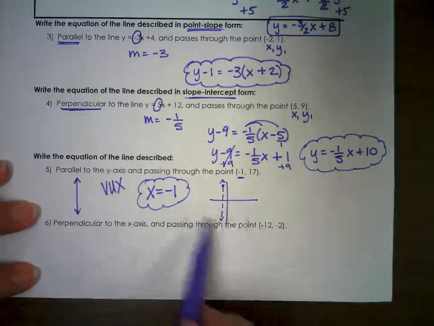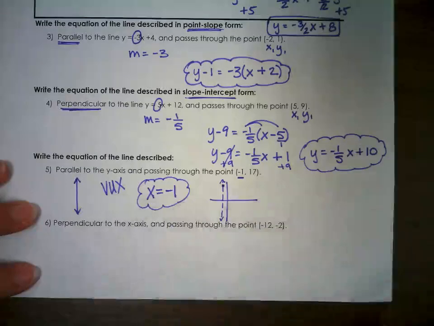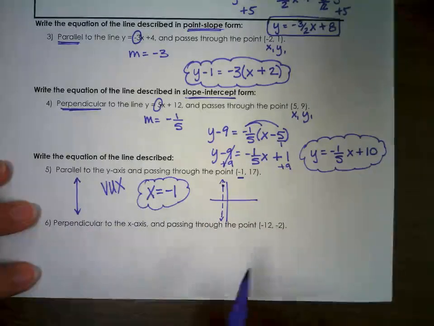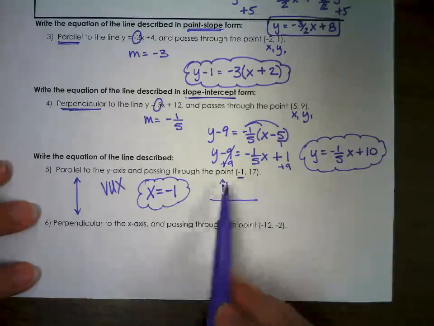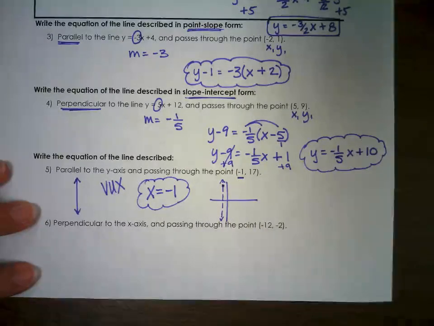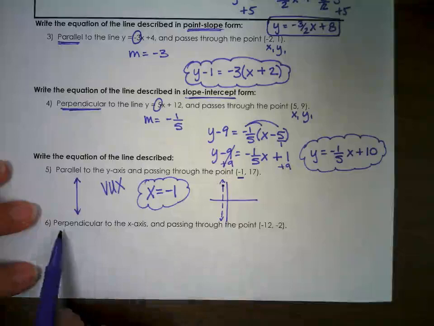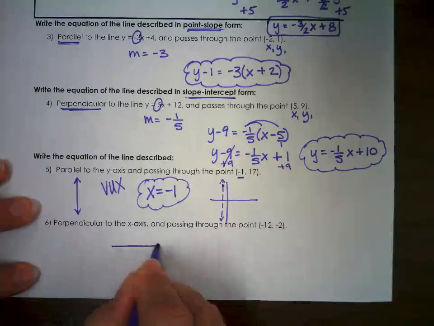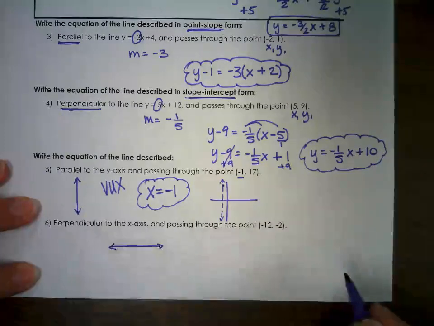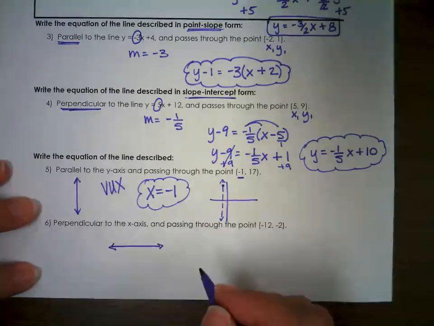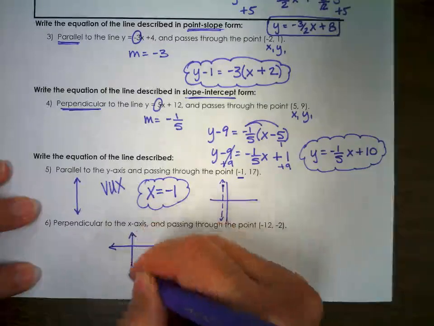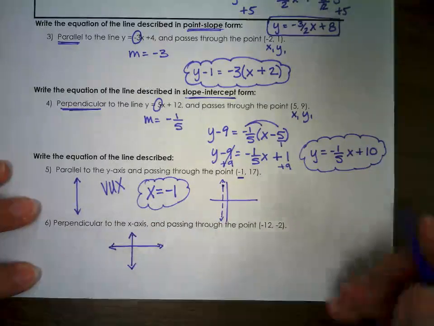So if you want to draw it out, if that helps, then you can do that. If not, you can just think, okay, well, vertical line has to be an x equals equation, and for this point to be on that line, x is going to have to be negative 1. Okay, let's look at this one, perpendicular to the x-axis. Well, I know the x-axis goes like this, right? And if I want perpendicular to the x-axis, then I want to go like this, right?